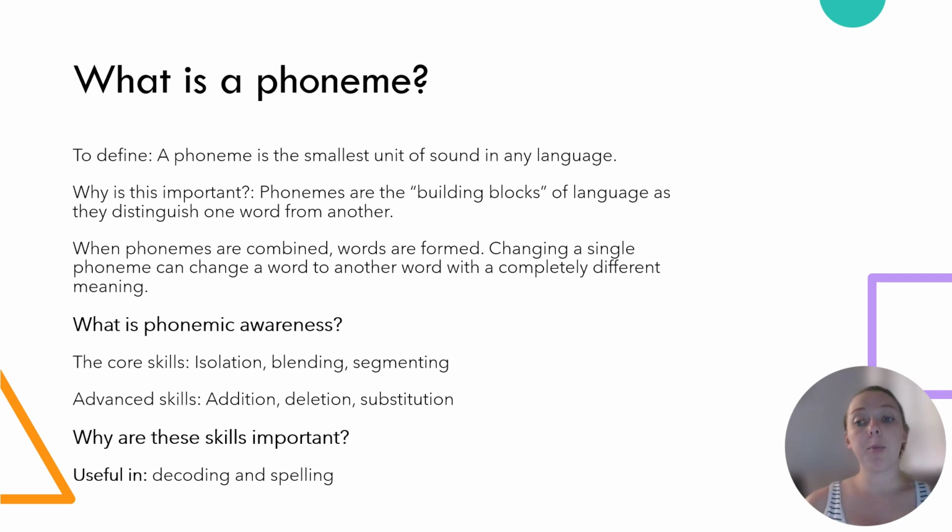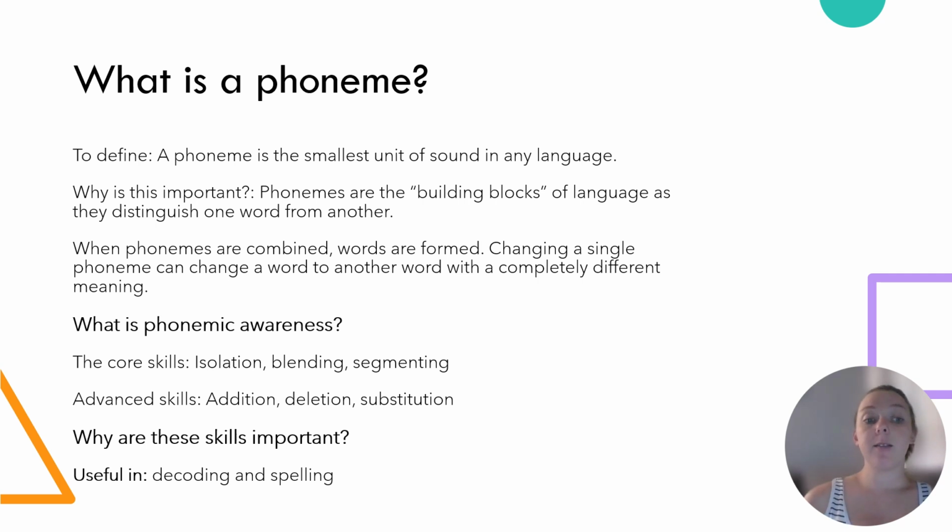For an example of that, let's say you have the word cat. What are the phonemes in cat? K, a, t. Now let's change the phoneme k to the phoneme m. So now we're going to have at, which makes it mat.